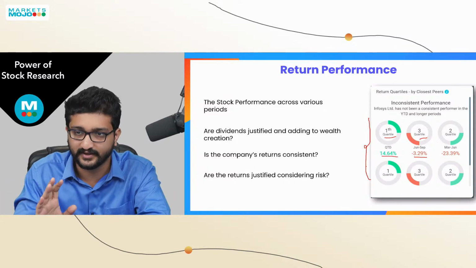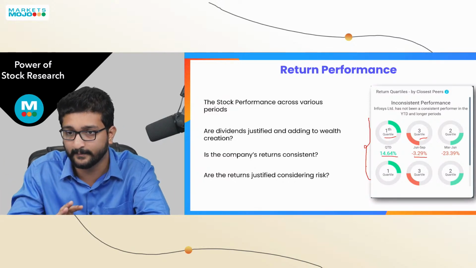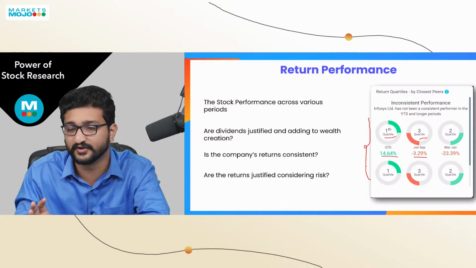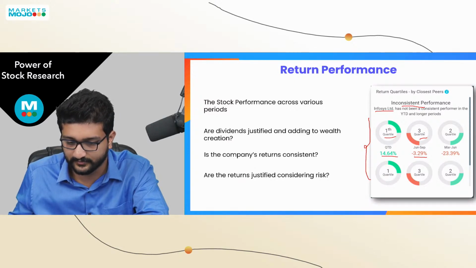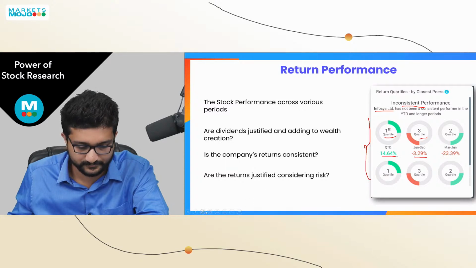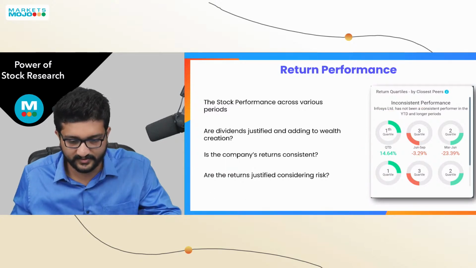So this is a really nice way Markets Mojo summed it up, of giving you an idea of how this particular company has performed. You can see this particular card is for Infosys. It says that it's an inconsistent performer because sometimes it's in the first quartile, sometimes third quartile, second quartile, and so on and so forth. Okay, so how do you get this on the stocks page?